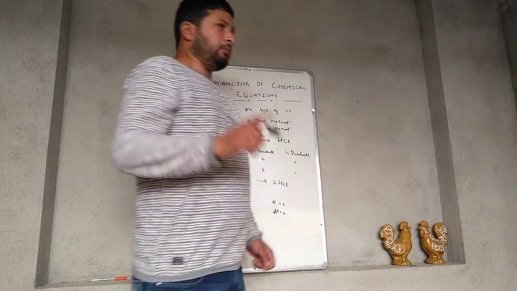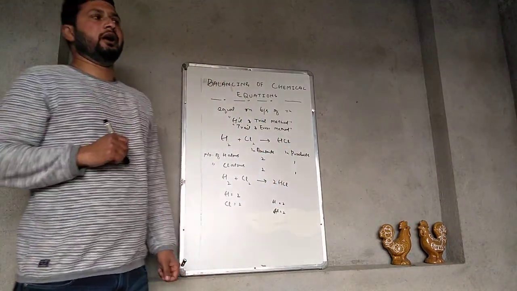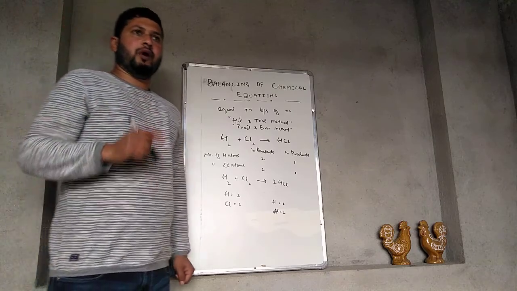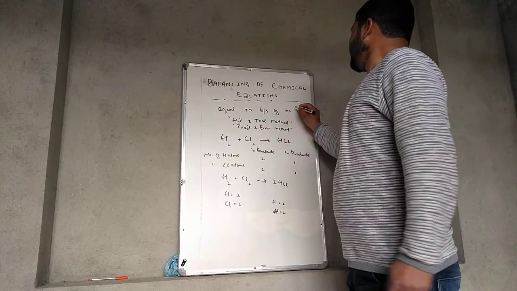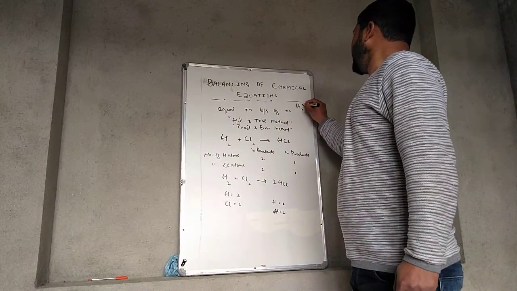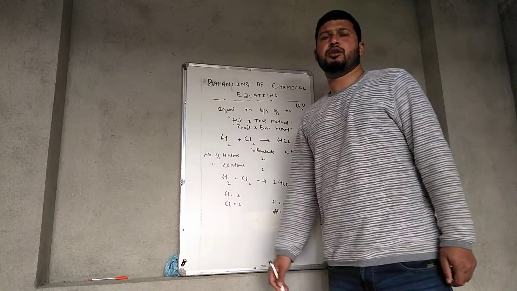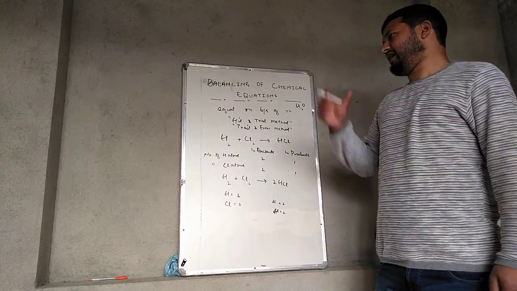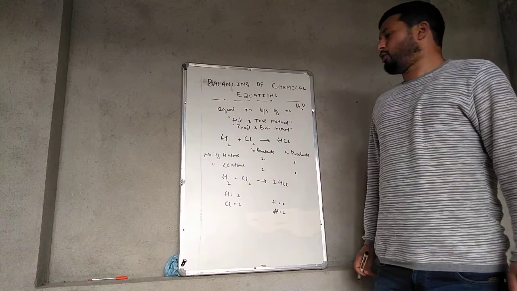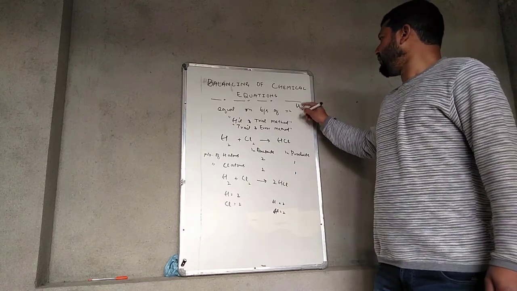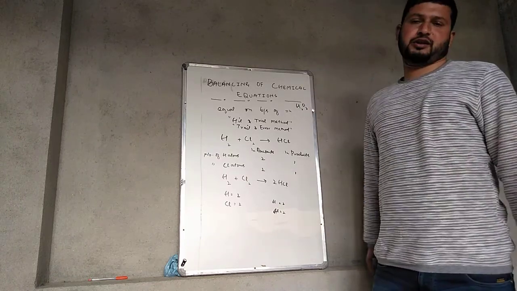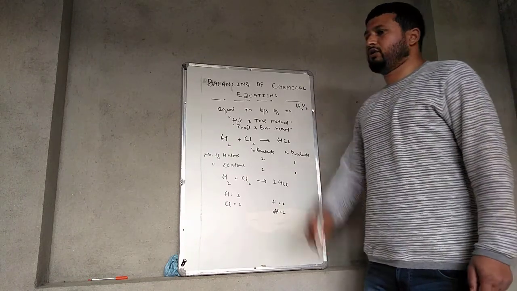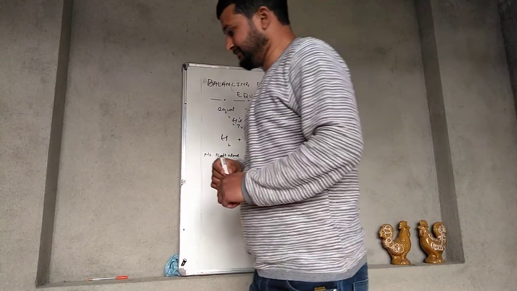But there is an important point to remember: while balancing a chemical equation, the formula of a compound should never be changed. For example, if one of the products is water, you should never write it as H2O2, because you are changing the formula of the compound. It becomes another compound, hydrogen peroxide.